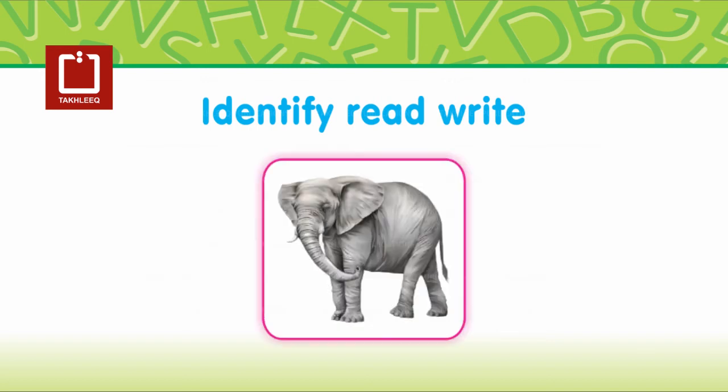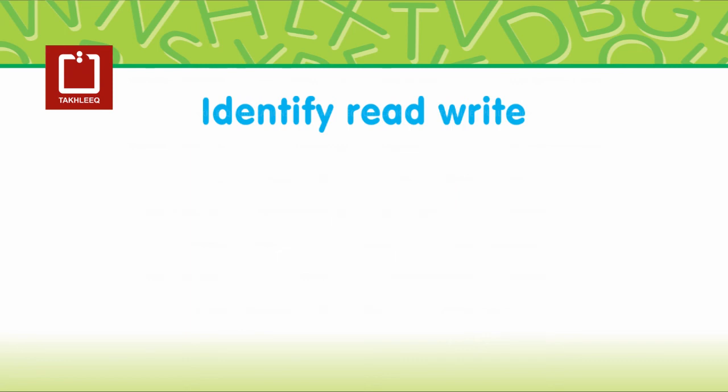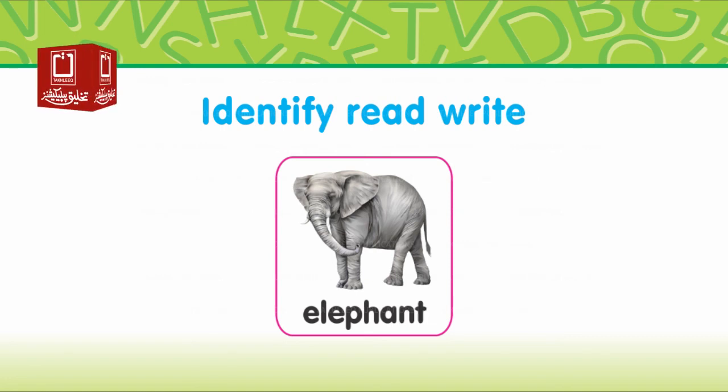We see here the picture of an elephant. Now we say the spellings of elephant. E L E P H A N T, elephant. So we write E L E P H A N T, elephant, on lines.